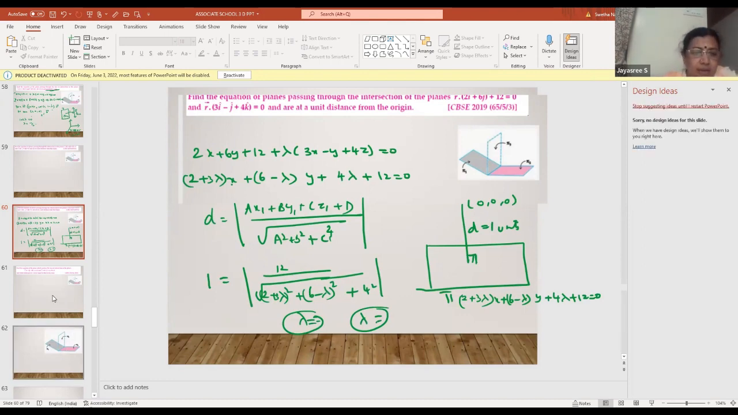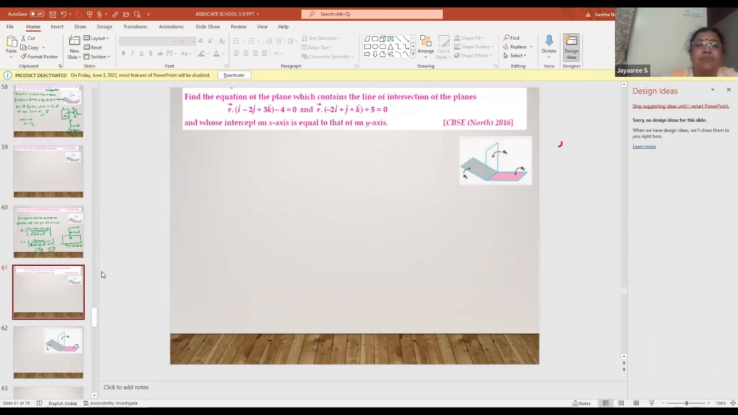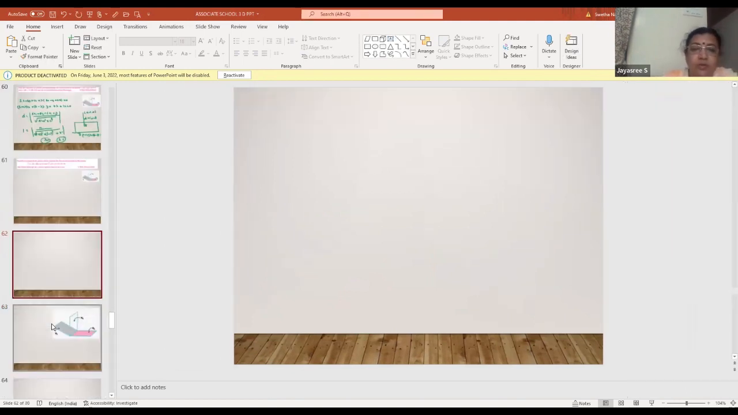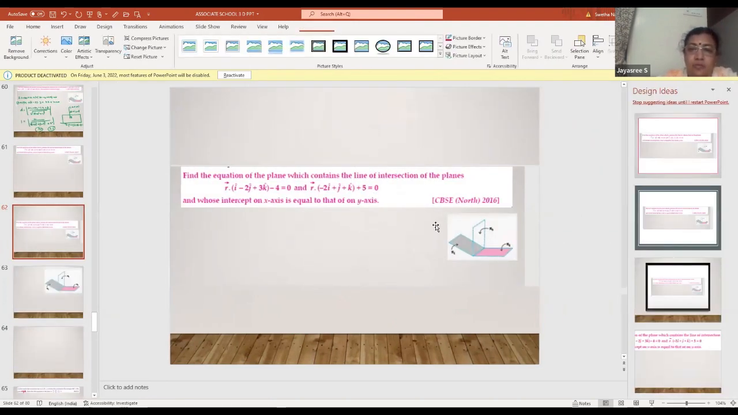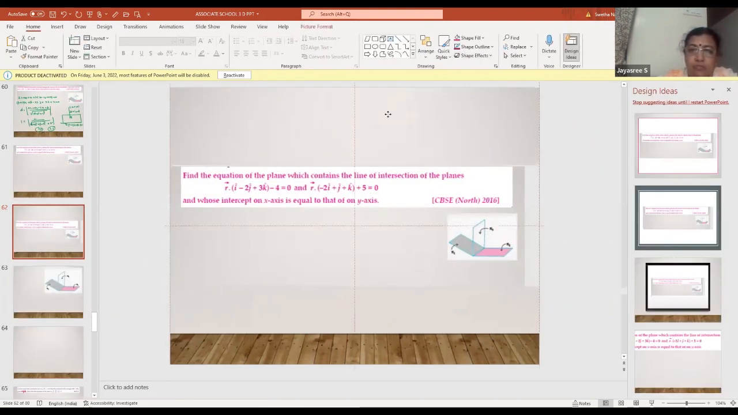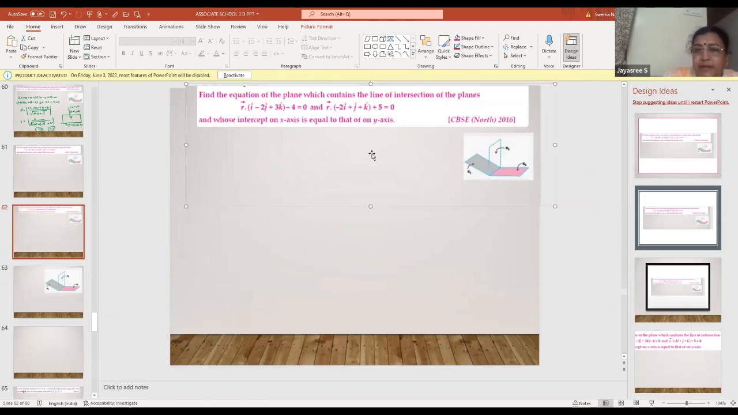And next is another important pattern here, and it is the last pattern in this concept. Here, what does it mean?